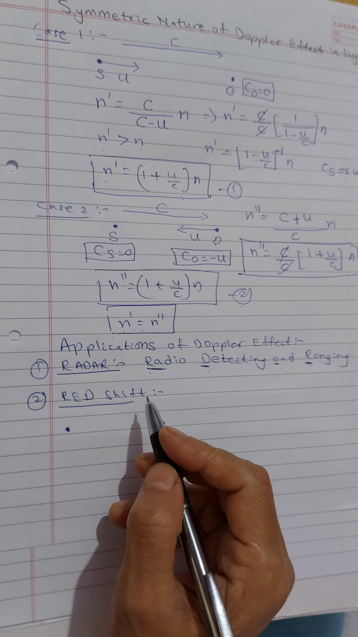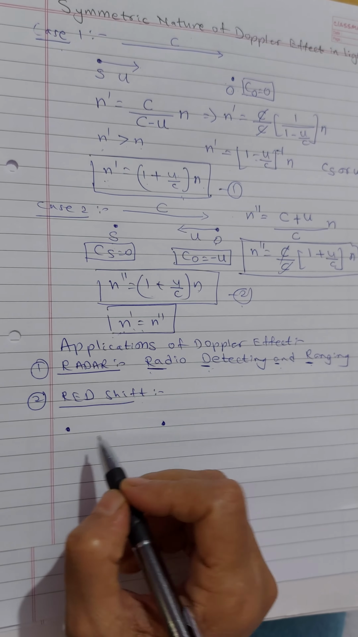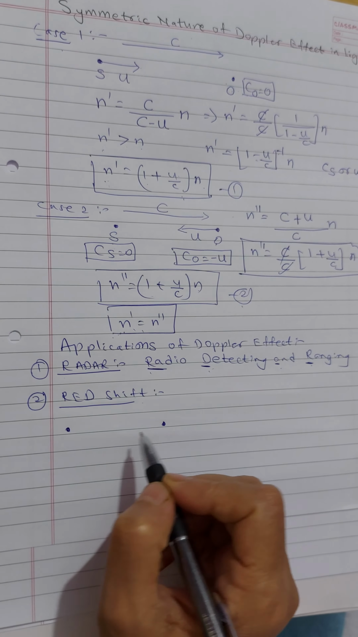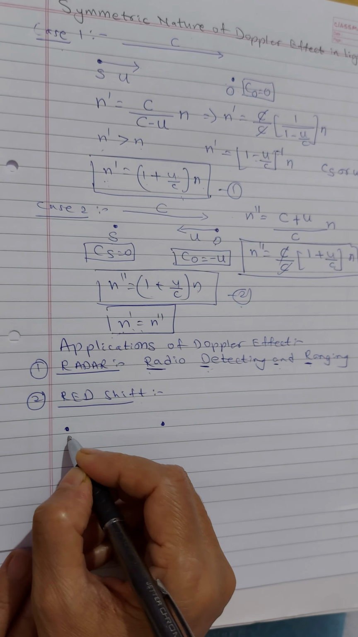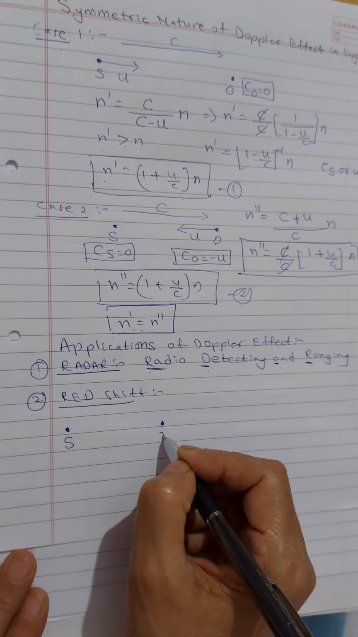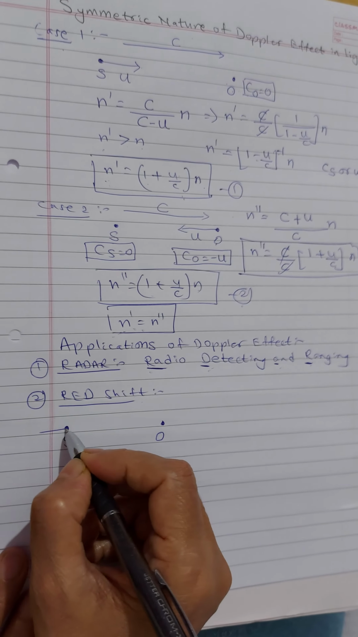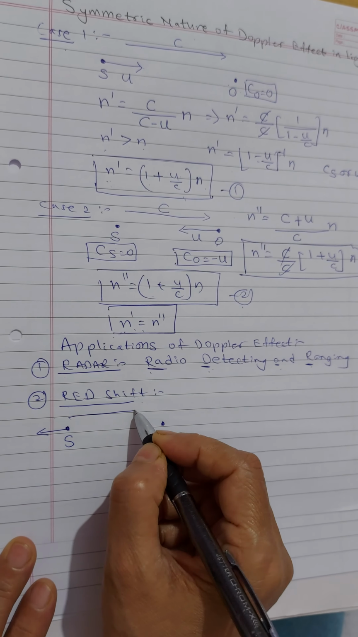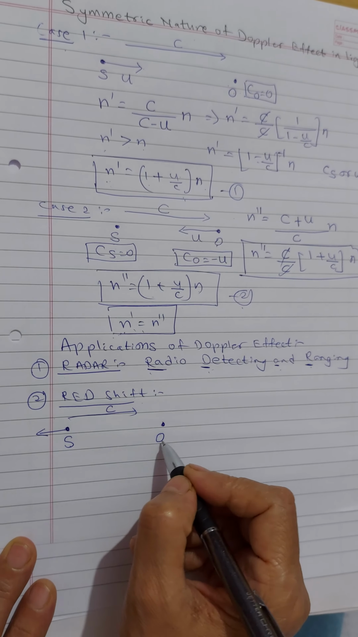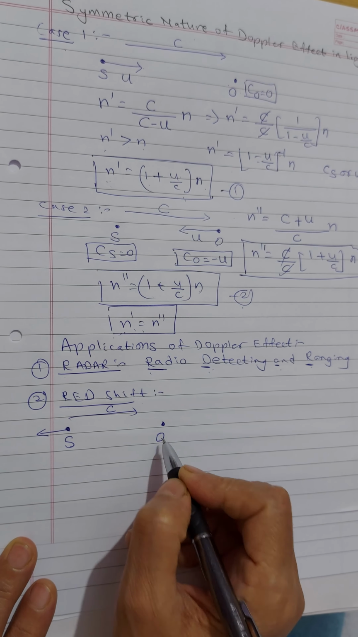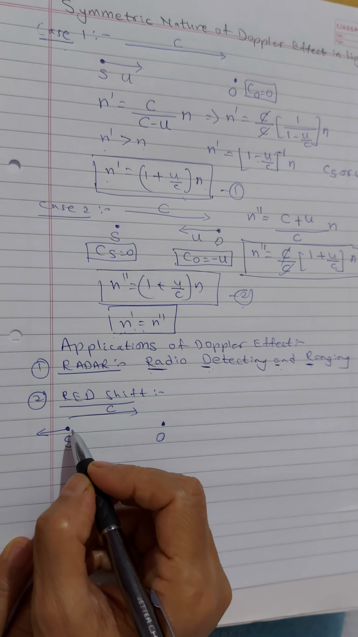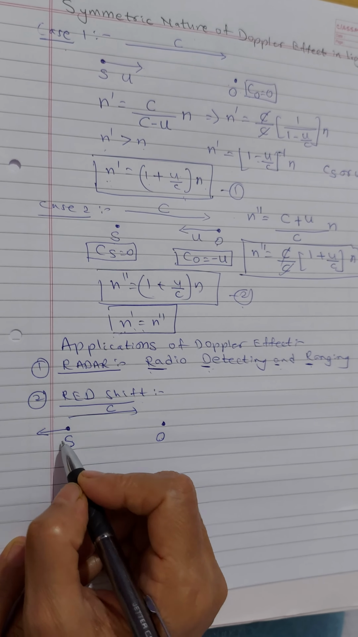Okay, so when the red shift is observed, what happens basically is that the star is moving away from the observer. Suppose this is my source and this is the observer. The diagram is like this. This is C, this is S, this is O. The observer is stationary, fine, and the star is moving away from the observer like this.